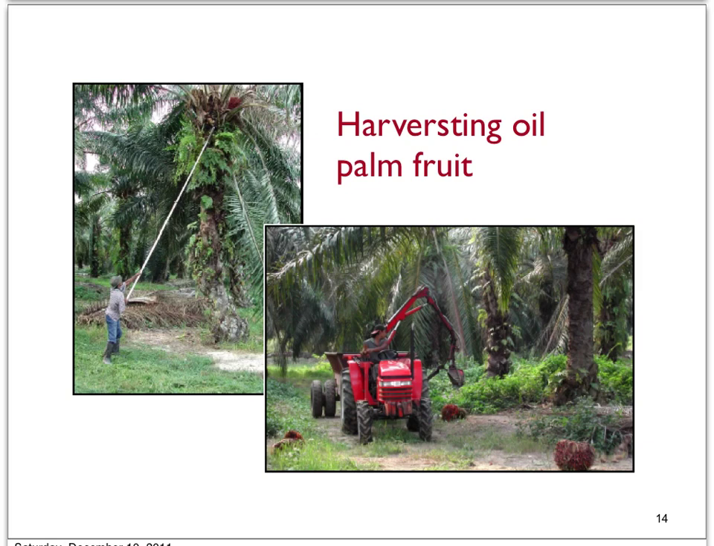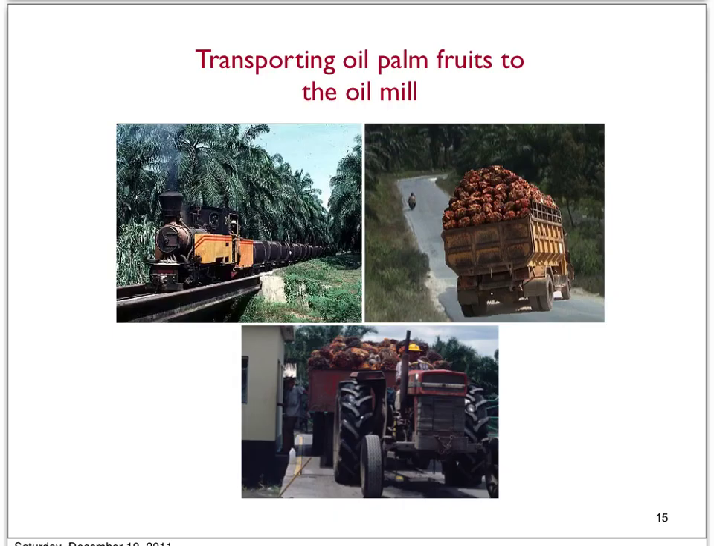So the story starts from the plantation. You can see here the oil palm tree is now quite tall, so we have to use a pole to bring down and harvest the fruits from the tree. It's not a very easy job, I can tell you. Then the fruit bunch will be collected. These days we can use a tractor or modern means to collect the fruit.